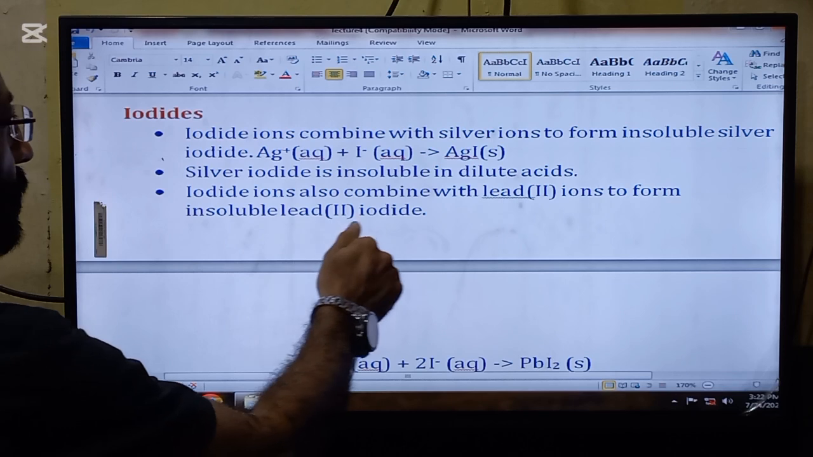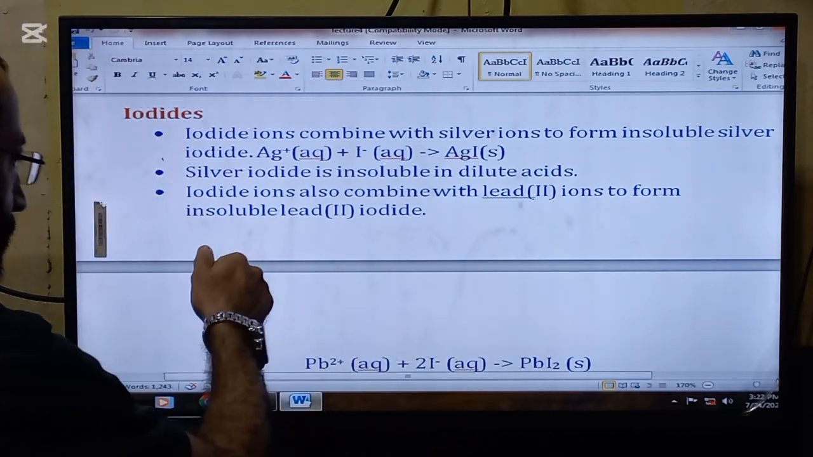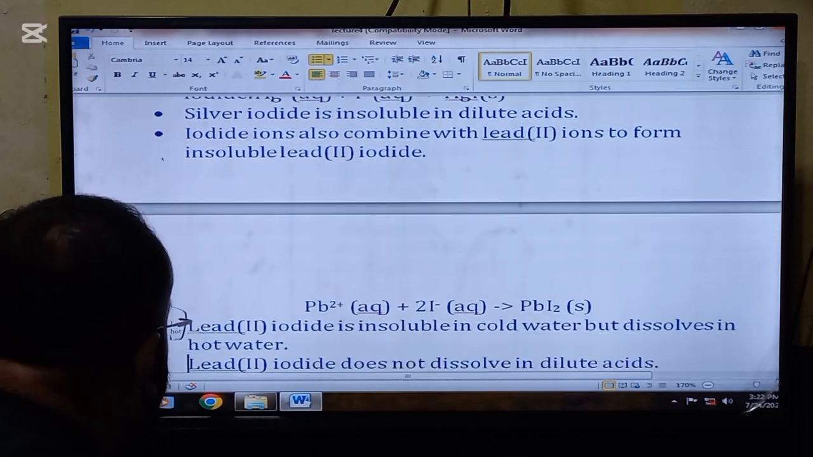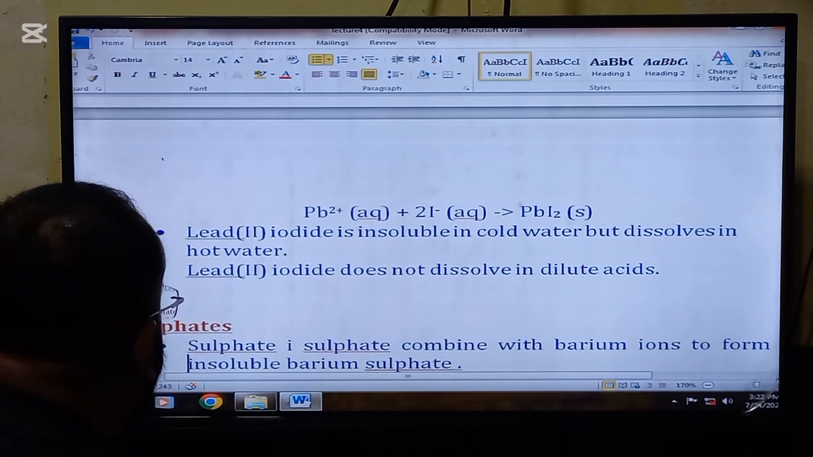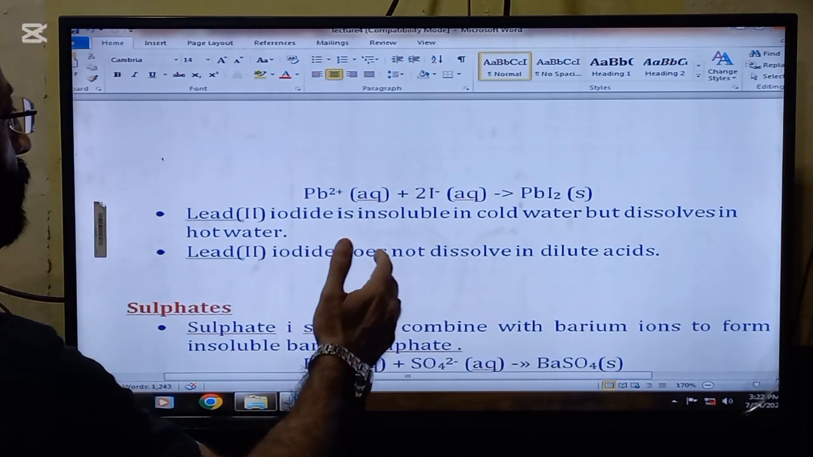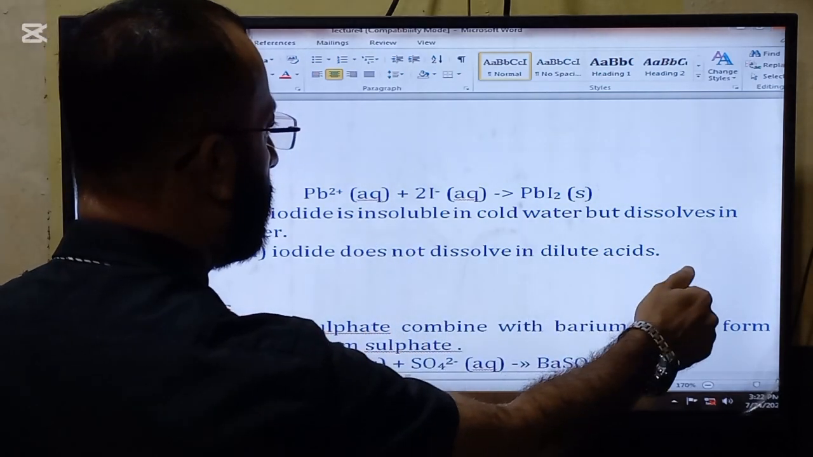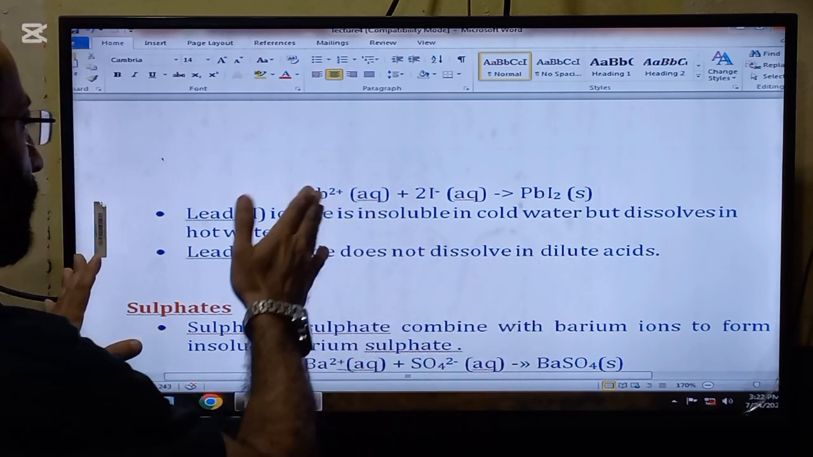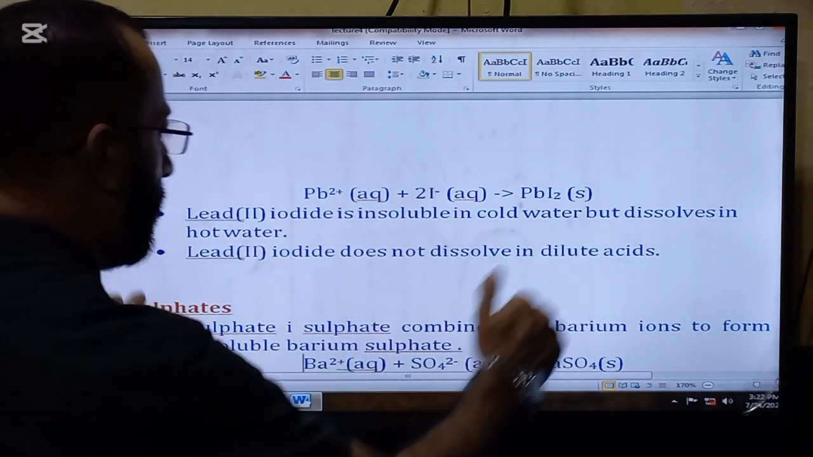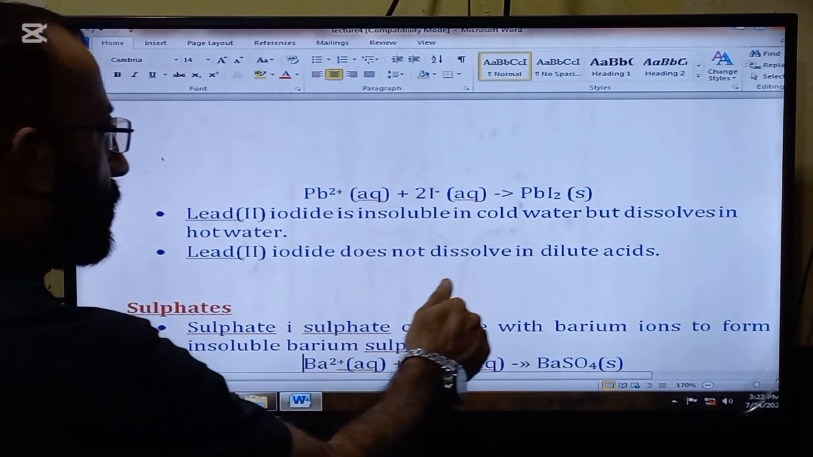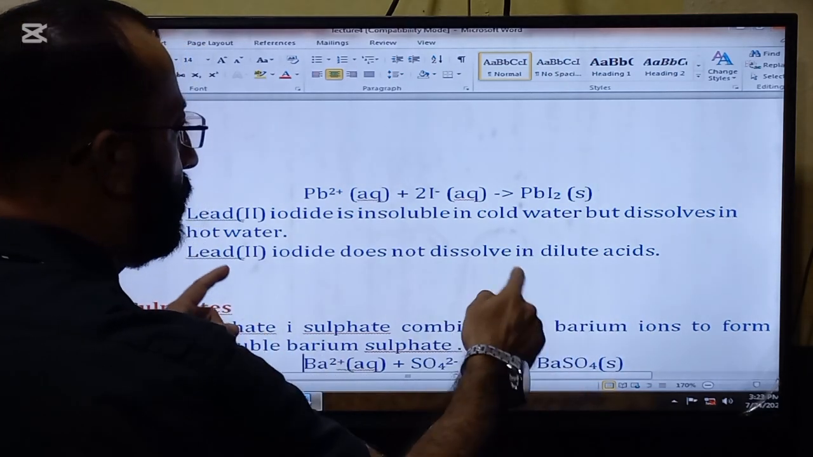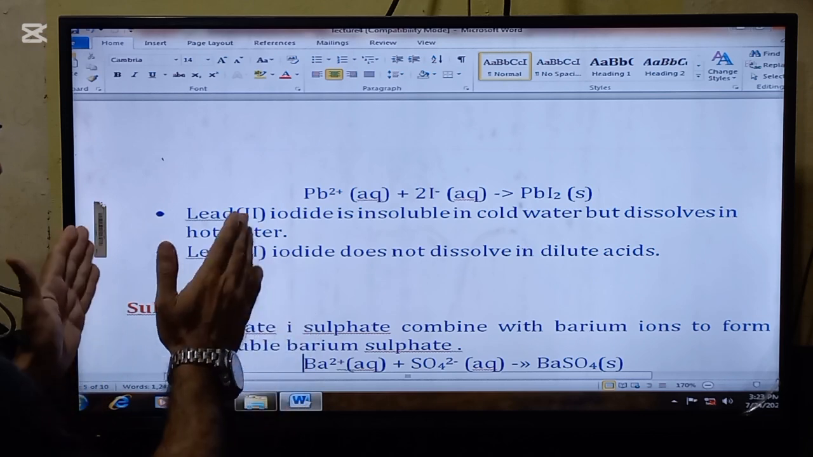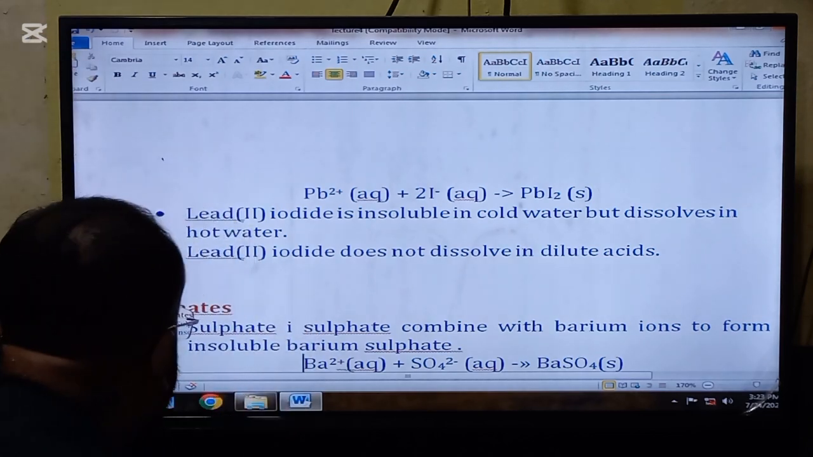Iodide ion also combines with the lead ion to form the insoluble lead iodide. So this will be the sign that iodide ion is there. Lead iodide is insoluble in cold water but dissolves in hot water. So this will again be the sign that the iodide ion is there. So this is another test. Lead iodide does not dissolve in dilute acid. So you have to learn these points. Actually these are the points which will identify that iodide ion is there.